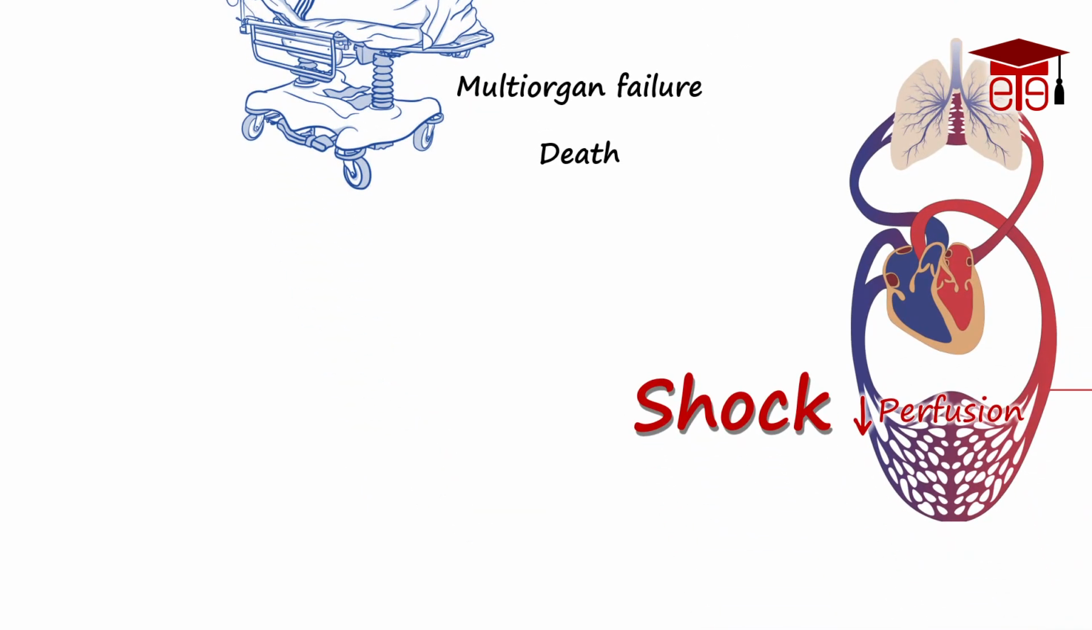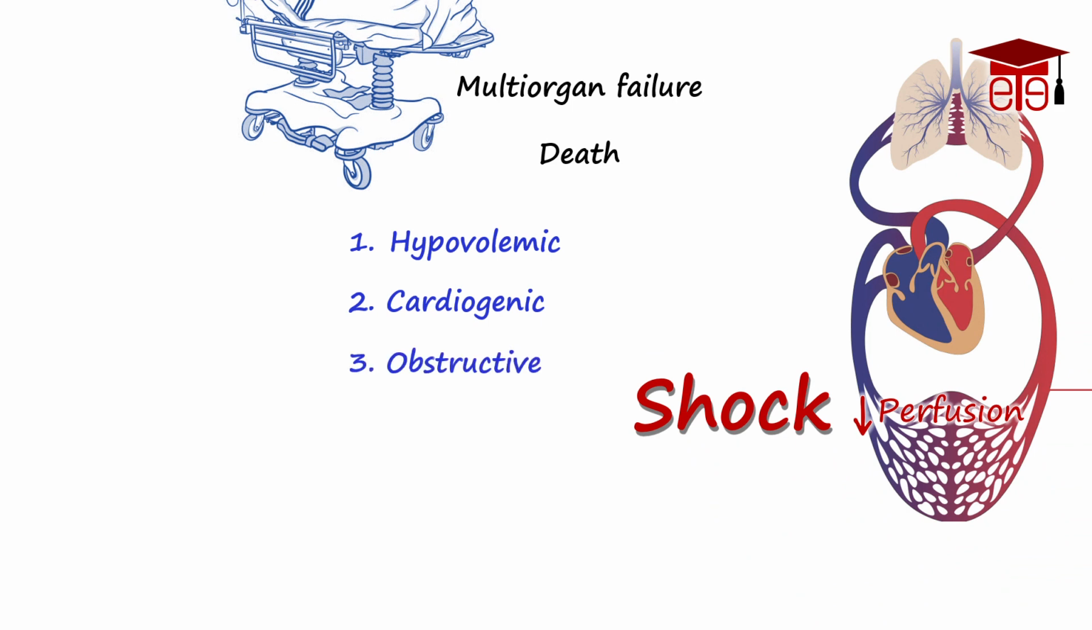There are four main types of shock: hypovolemic, cardiogenic, obstructive, and distributive. Distributive shock includes septic, anaphylactic, and neurogenic shock. Patients can experience combined shock with more than one type present.